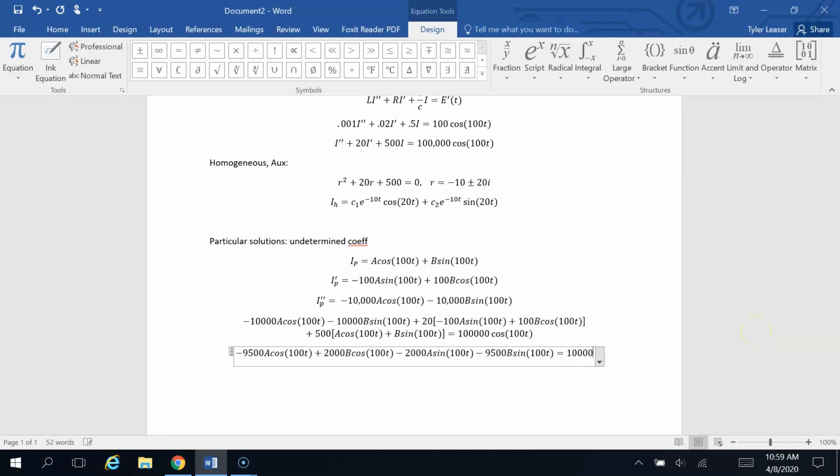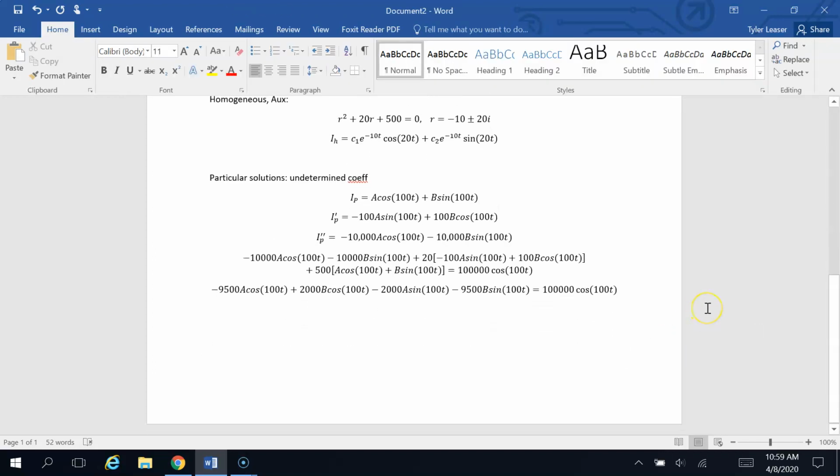And that's still equal to the right-hand side, the 100,000 cosine 100t. Okay, if I want to find my a and my b here, we're just going to set the cosine coefficients all equal to each other, and then the sine coefficients.